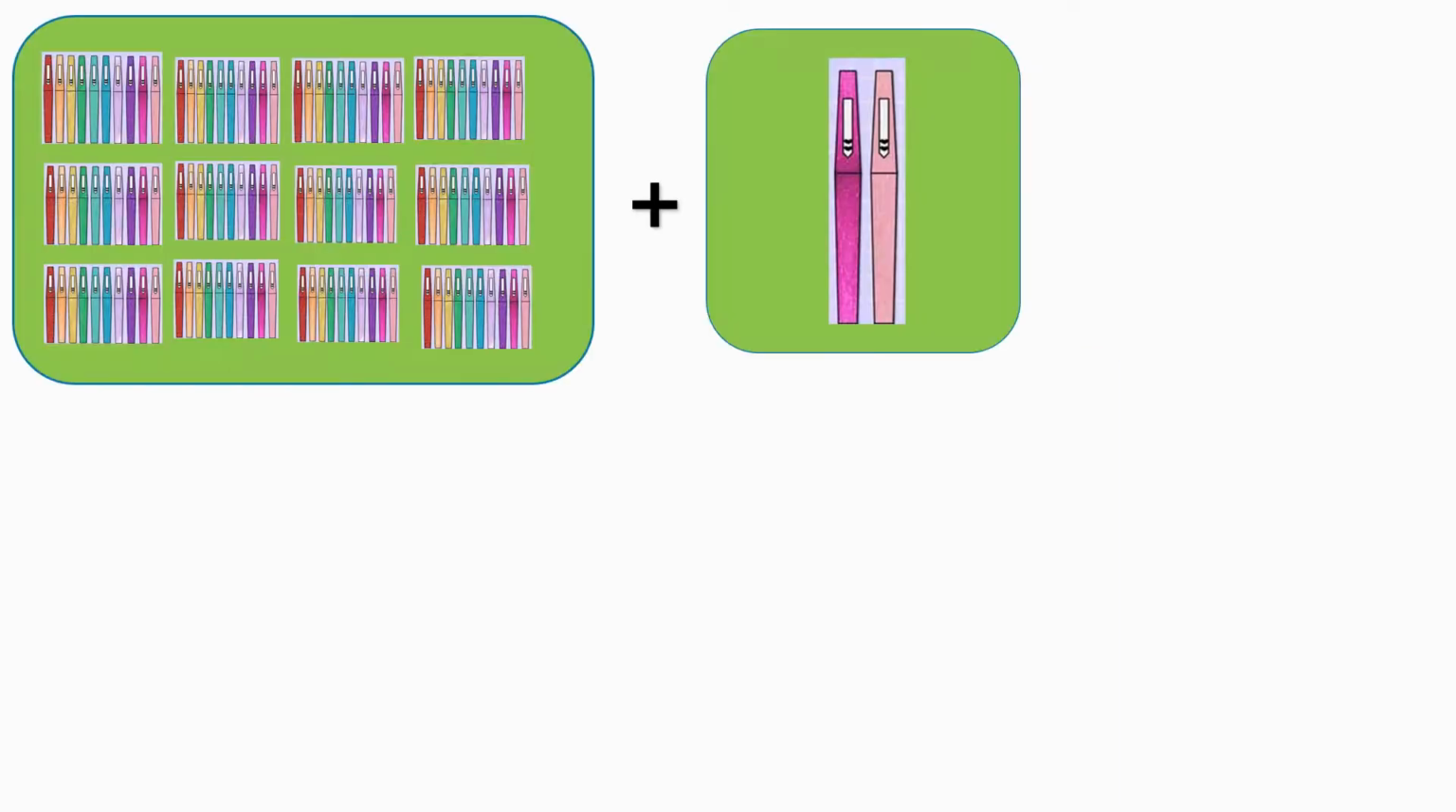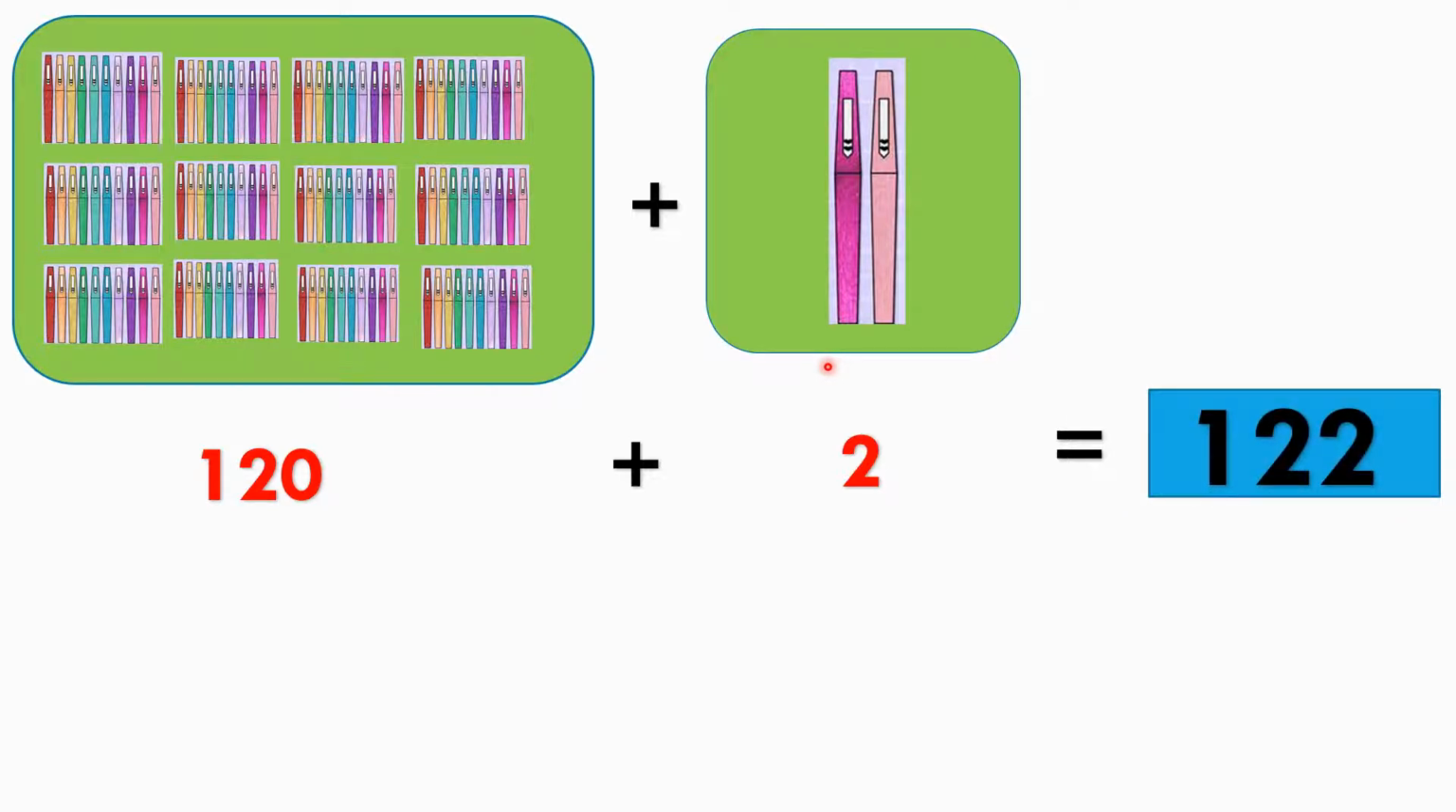Here some pens are given. So each bunch has 10 pens. So here total 1, 2, 3, 4, 5, 6, 7, 8, 9, 10, 11, 12. So 12 bunches means 120. If we add 2 more pens, so it is equal to 122.